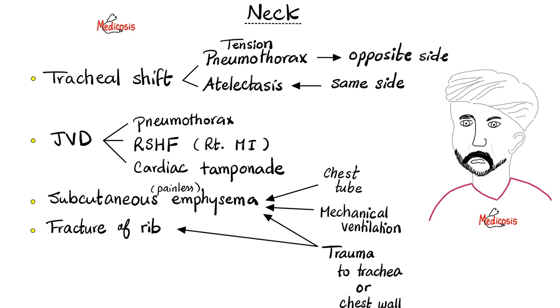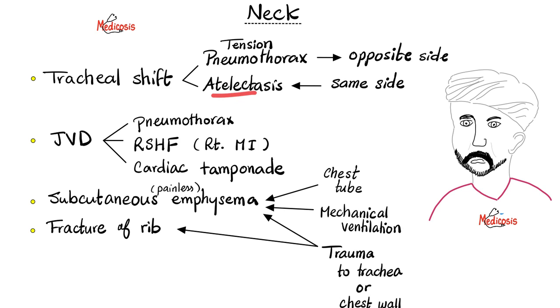Well, pneumothorax, especially tension pneumothorax, is going to shift the trachea to the opposite side. For example, if I have tension pneumothorax around the right lung, the trachea will be shifted towards the left side, which is the opposite side.